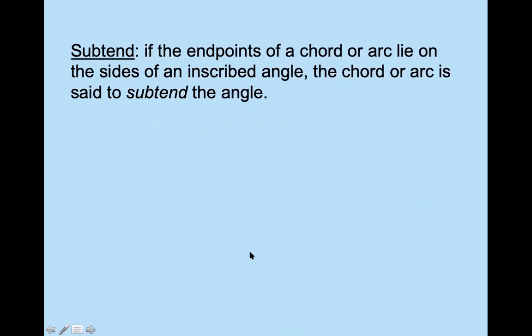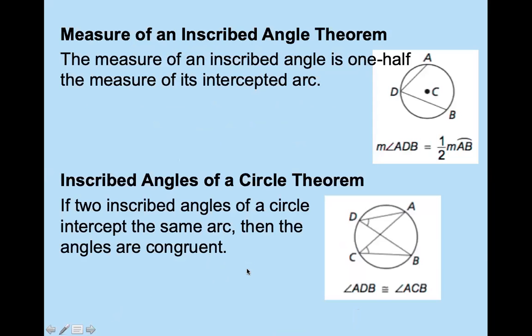You might come across this word "subtend" in this section. It says if the endpoints of a chord or arc lie on the sides of an inscribed angle, the chord or arc is said to subtend the angle. You just might come across that word. It's good to know. All right, we have some theorems in this section.